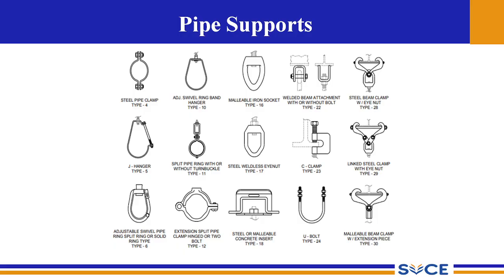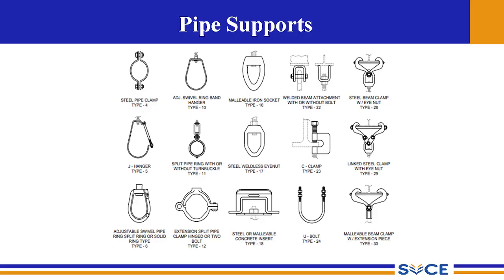The device which attaches to the bottom flange of the structural shape, where the vertical rod has to be at the center of the structural shape. So here we can use a steel beam clamp with an eye nut where the vertical rod is at the center of the structural shape. Then type 29 is the linked steel clamp with an eye nut.